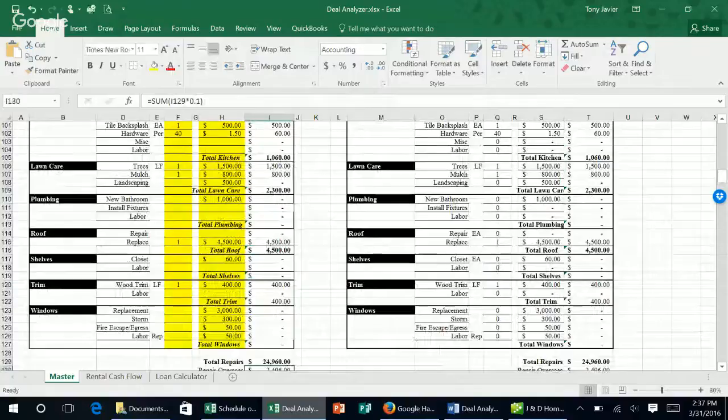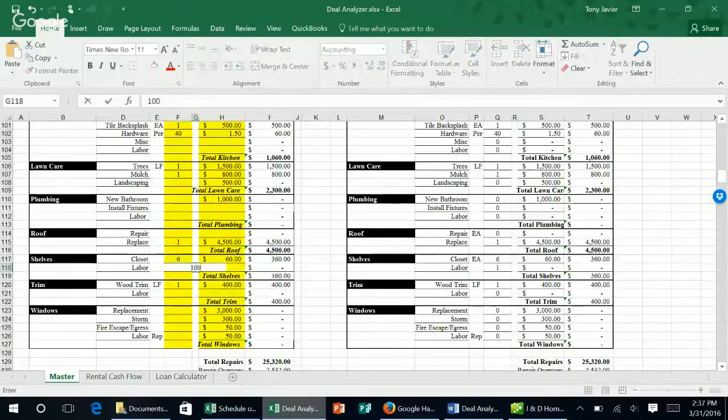Repair a roof, replace a roof, two different numbers. This one needed a $4,500 roof. Don't forget your closet shelves. If you need 6 closet shelves, and someone's going to charge you $100 to put them in. All right, and then you've got wood trim per linear foot. Let's say you have 200 linear feet, and it costs you, let's say, $3 a linear foot for labor and installation. Estimate $600 for that. And then repairing windows, replacing them, that type of deal.